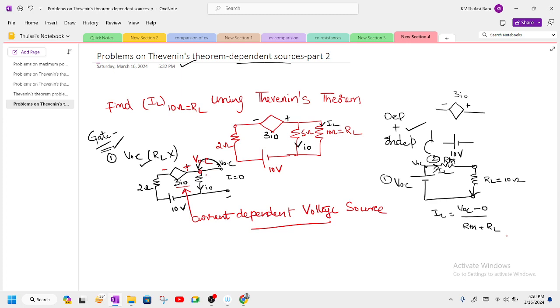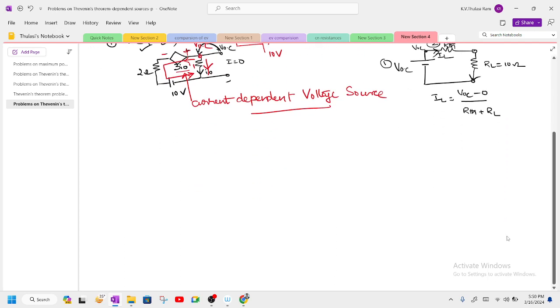The I naught is already marked in the problem. Let us mark the current in this branch flowing like this as some unknown current I1. Now, in order to find it, apply nodal analysis at node VOC to find out the value of VOC. You see here, to this node, how many entering currents are there? No entering currents. How many leaving currents are there? I naught, which is given in the problem, and the current I1.